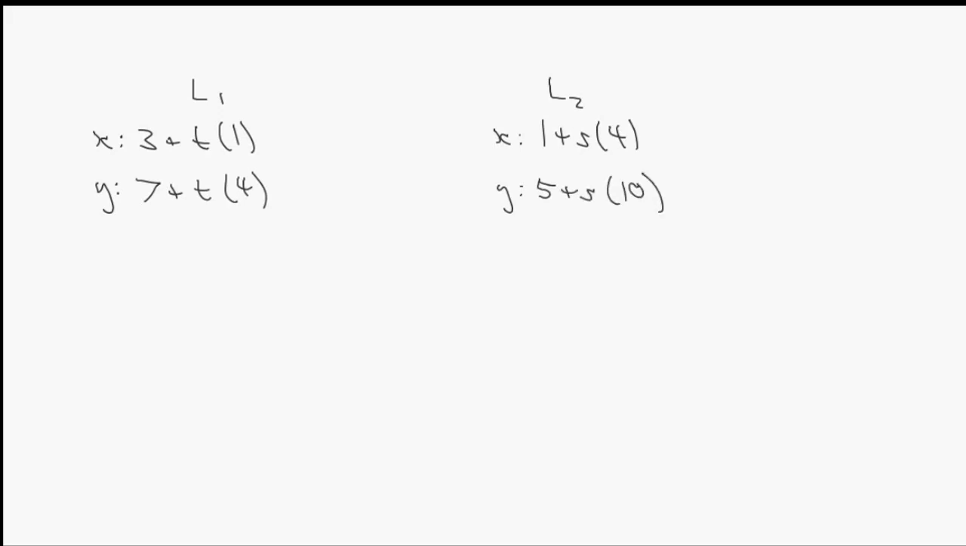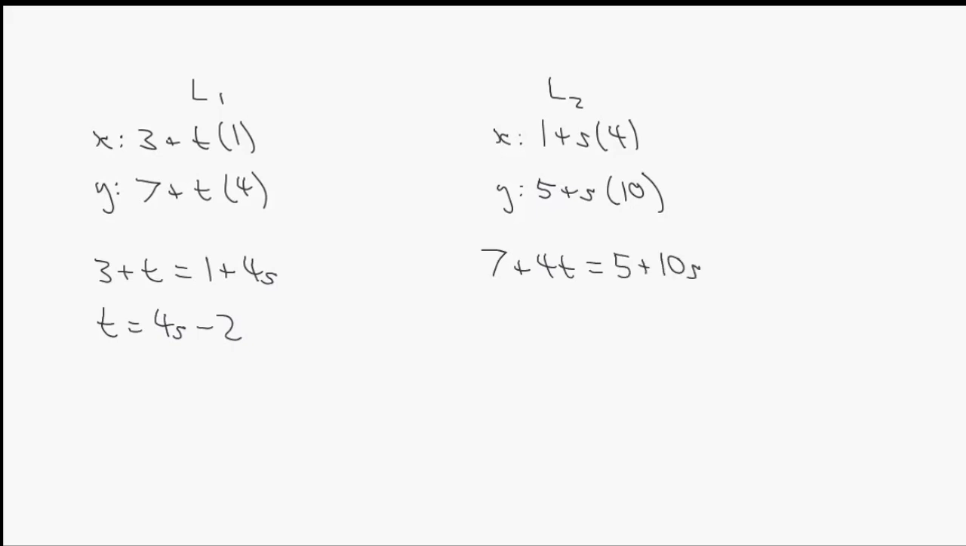We can simplify by putting the x's together and the y's together. So 3 plus t equals 1 plus 4s. We simplify as much as we can first. By doing that, we find that t equals 4s minus 2. We'll leave it at that for now, and it will help us later on. Now moving on to y, 7 plus 4t equals 5 plus 10s.